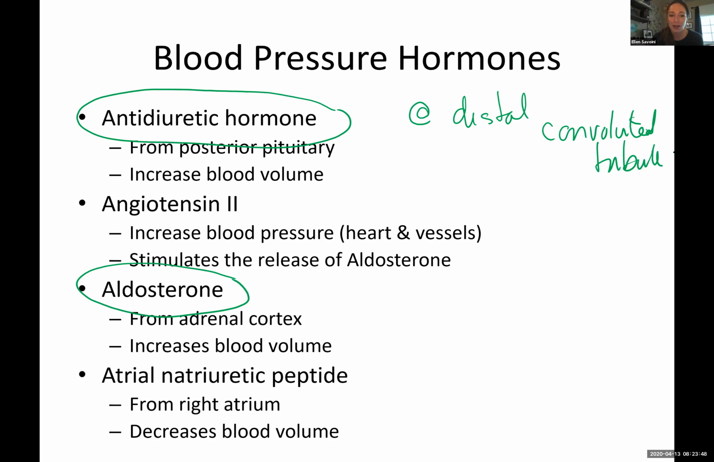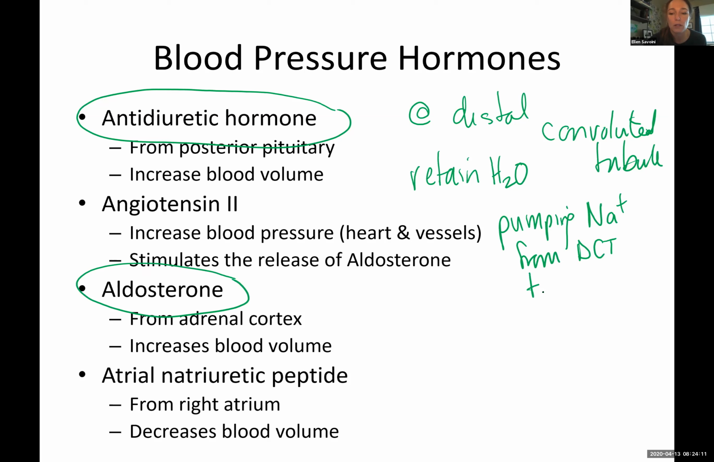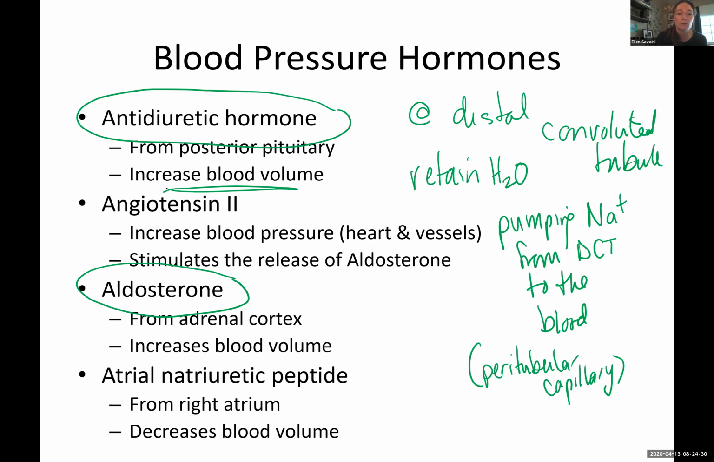These guys here at the distal convoluted tubule are going to retain water. How does it retain water? Because we don't have any water pumps, it has to do it by pumping sodium, Na+, from the distal convoluted tubule to the blood. That would be in the peritubular capillaries, or just capillary if we're talking about one. So that's how they both work. And they ultimately will increase blood volume. You can see that here because they're retaining water.